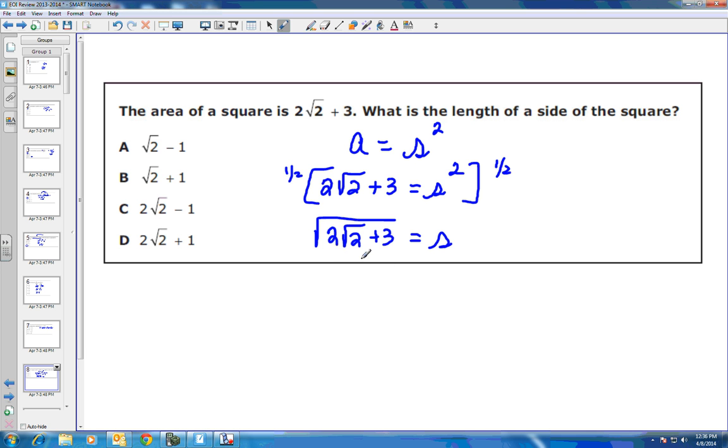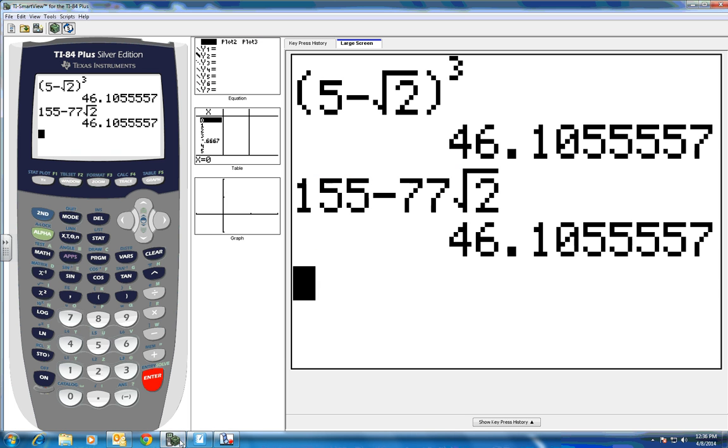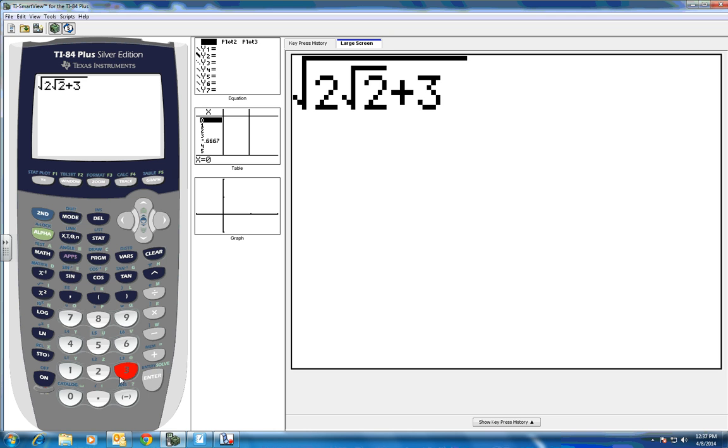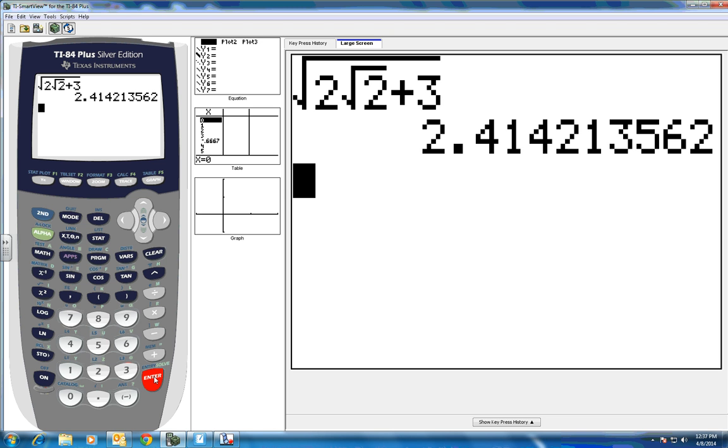Now it's going to look kind of weird because I have a square root under a square root, but that's okay. All right, so in my calculator, I'm going to have square root of 2 and then square root of 2, hit my right arrow key, plus 3. Okay, now I get 2.414. So now I want you to enter in your choices and see which one matches up.